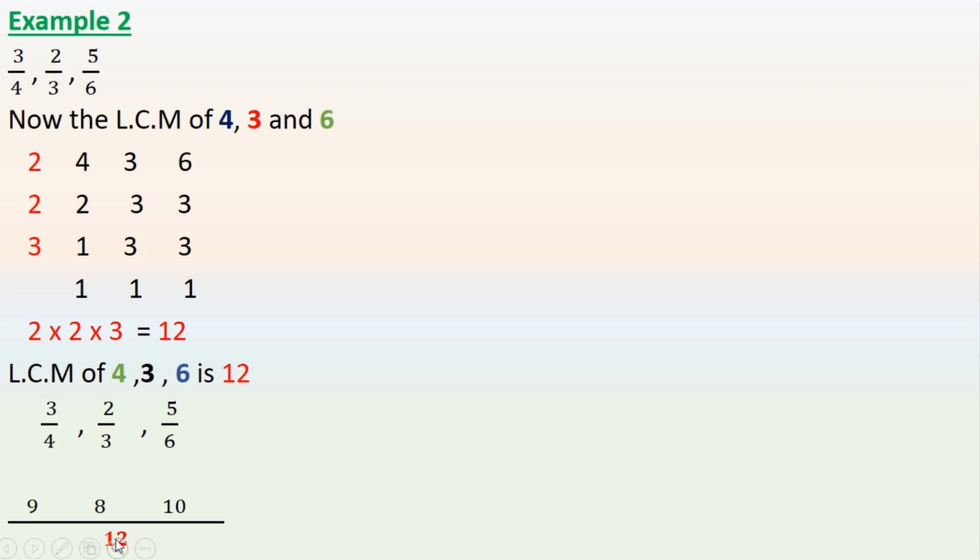Then the next one is 12 divided by 3, I have 4. 4 times 2 gives me 8. The next one is 12 divided by 6, that is 2. 2 times 5 will give me 10. So 10, 8, and 9. The bigger number here is 10. So 10 will go for 5 over 6, followed by 9. 9 will go for 3 over 4, followed by 8. 8 will go for 2 over 3.